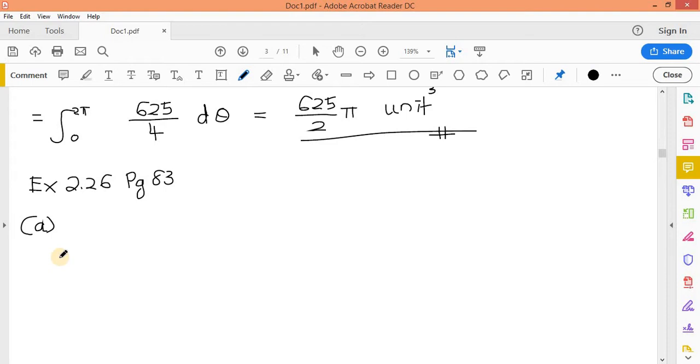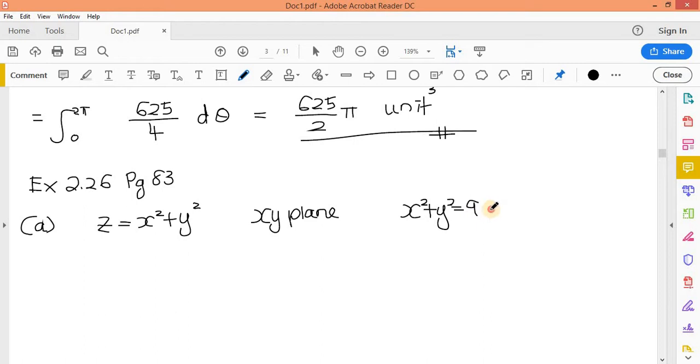So this is bounded above by this one. In other words, this structure is covered by this one, and below by the plane XY. Below, there is the plane XY, and the side is bounded by the cylinder x squared plus y squared equals to 9, and this is a cylinder.